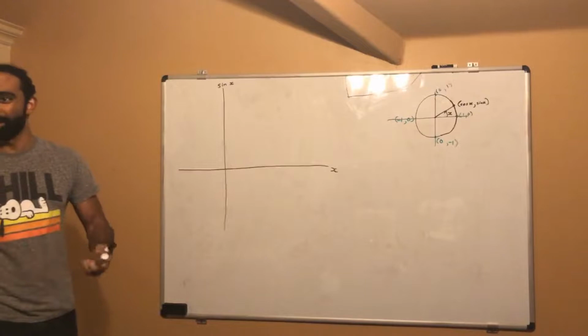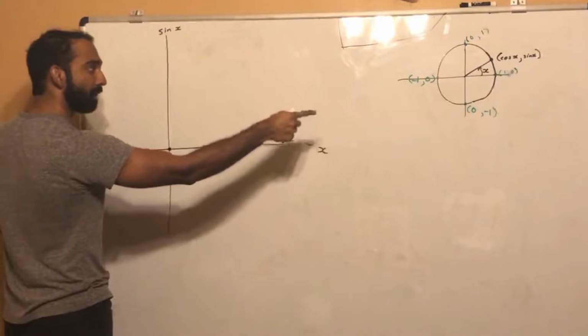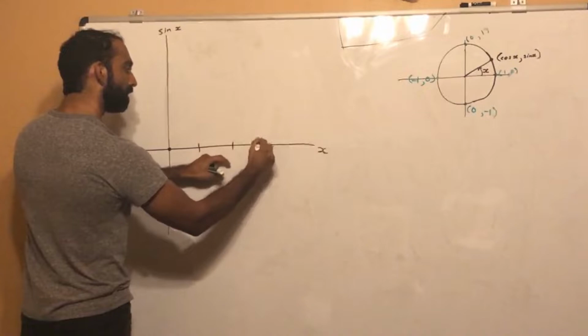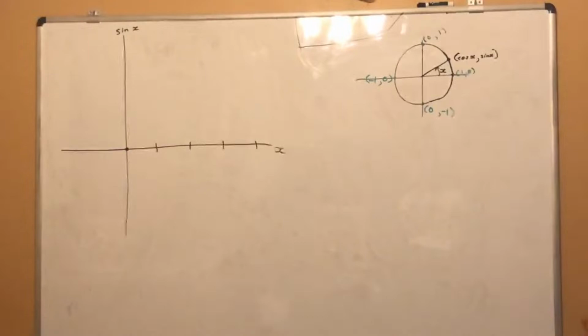So let me plot them here. I have a nice 0 there. Of course, I have four axial values: 90, 180, 270, and 360. Gotta be neat here. So, pi over 2, then pi, then 3 pi over 2, and then finally 2 pi, or 360. Again, corresponding to these nice four axial boundary values.